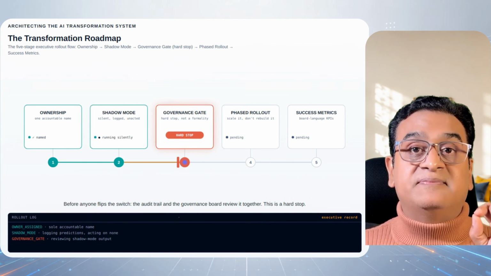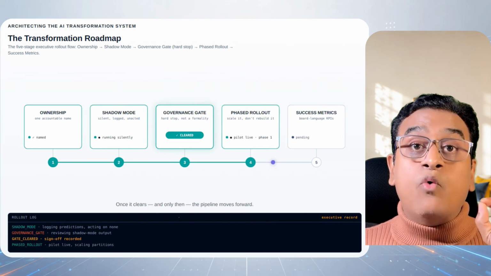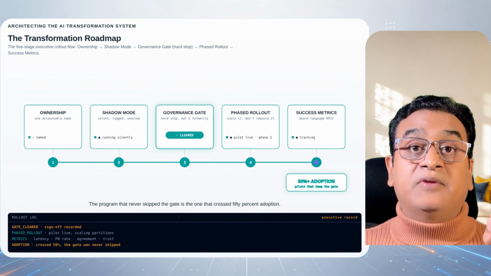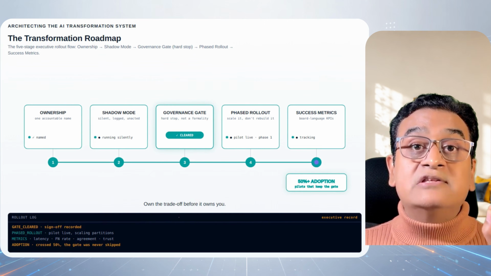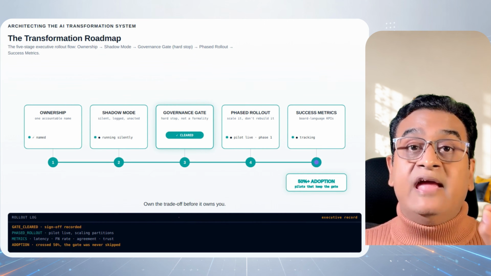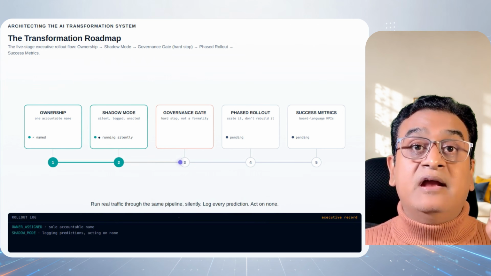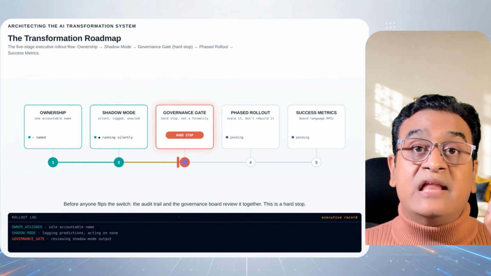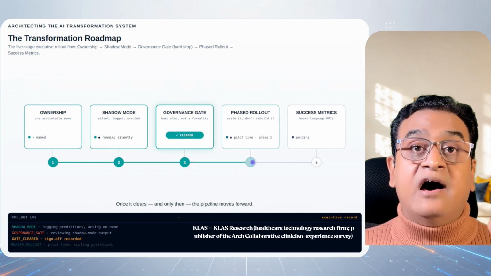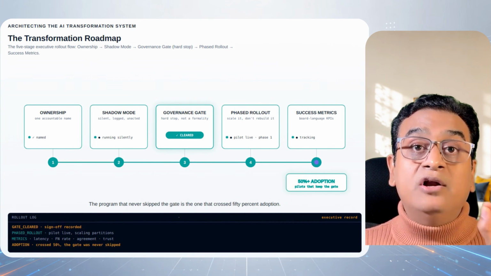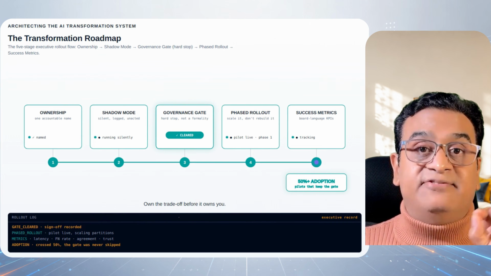Success metrics. Define what working actually means in board language. Alert latency, false negative rate, human AI agreement rate, and clinician trust score, tracked through tools like KLAS, ARC Collaborative, and Confident AI. Not just "the model is live."